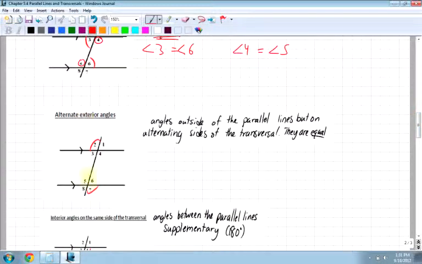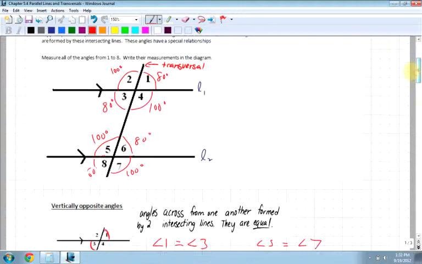Alternate exterior angles. Remember, those are on the outside, so on alternating sides of the transversal, but they're on the outside of the two lines, L1 and L2. Outside, like angle 2, and this time again they are equal, which is equal to angle 7. And again, if we looked above at our diagram, that would be angle 2 and angle 7, right? They're both 100 degrees.